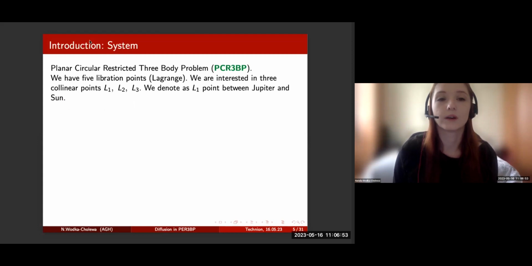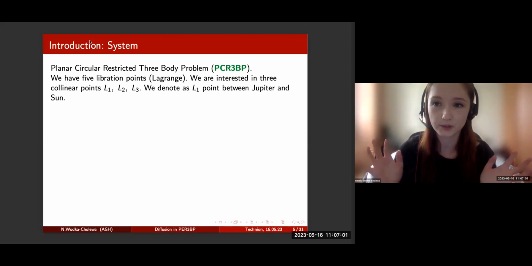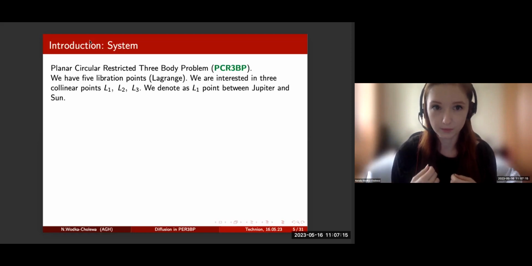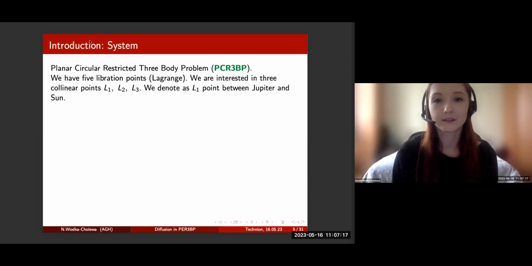Okay, so we have a planar circular restricted three-body problem. It's restricted because we restrict ourselves to some region, and we only consider some of the trajectories. It's circular because we assume that our bodies are moving on Keplerian orbits that are circular. And three-body problem, we have three bodies.